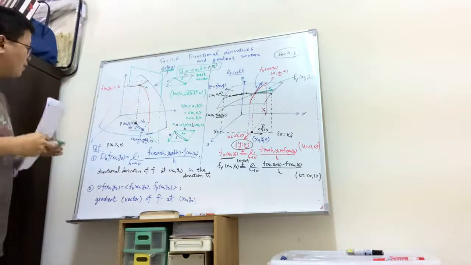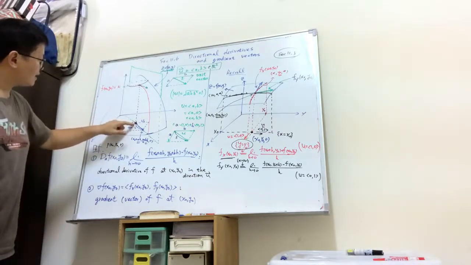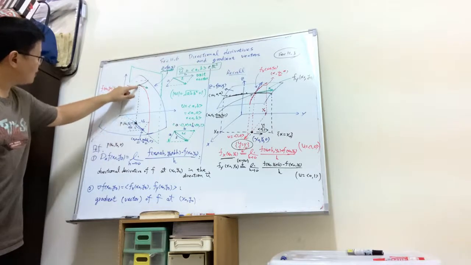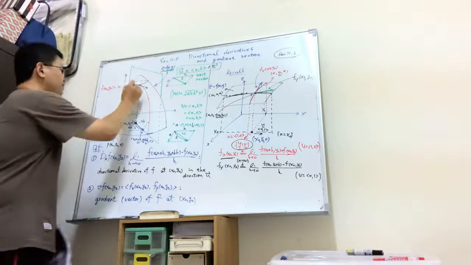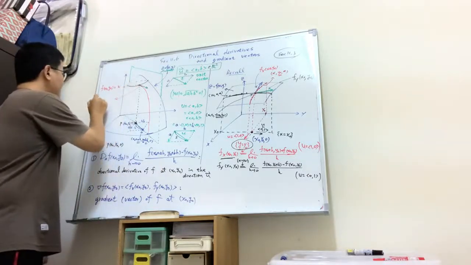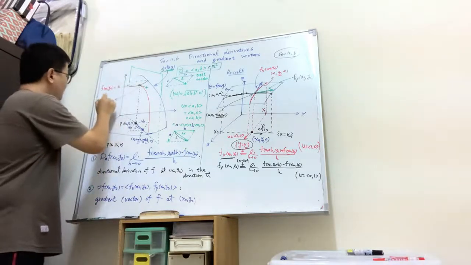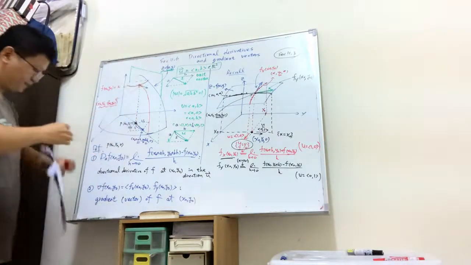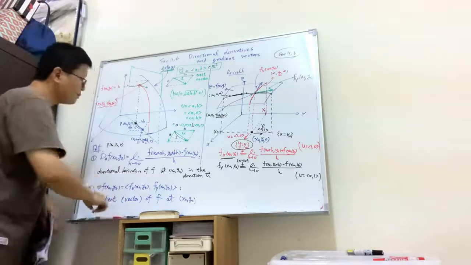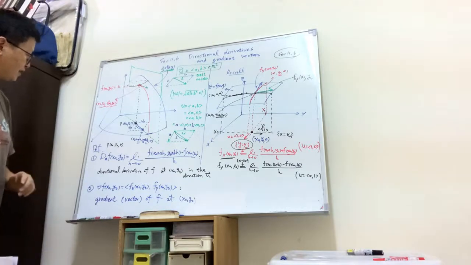Now we fix one point P, (x0, y0, 0), over here. It has a corresponding value here. This point is exactly (x0, y0), and its z value equals f of x0, y0. So the point over here is this one.